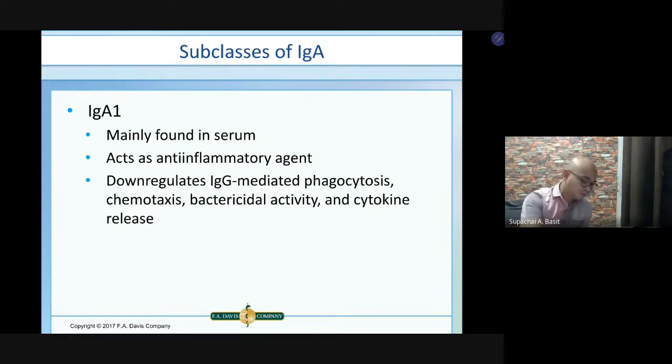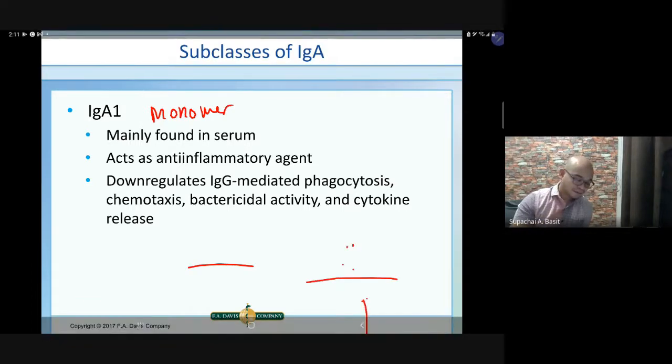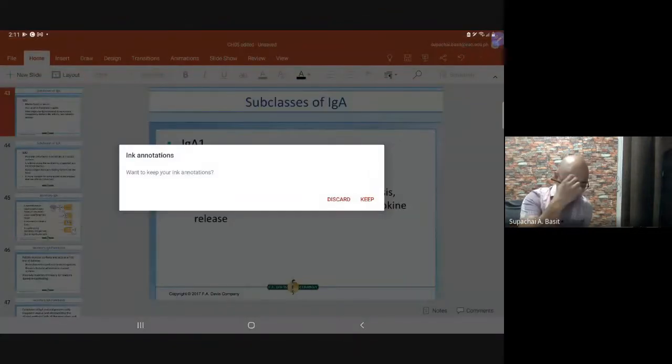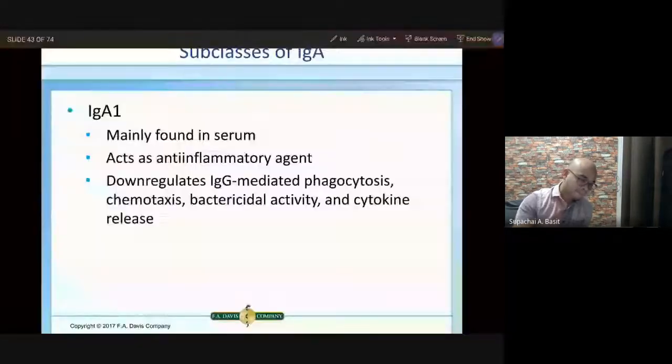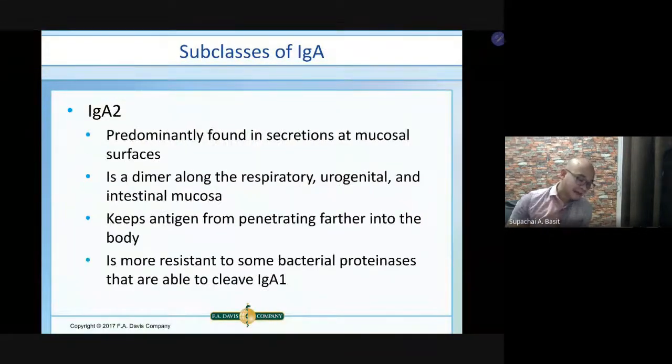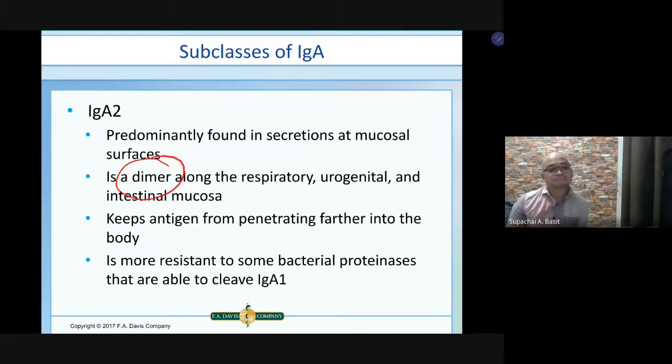IgA1 is a monomer. IgA2 is a dimer. So they are found in the respiratory, urogenital, and even in intestinal mucosa, mucus-associated lymphoid tissues or the Peyer's patches. And it keeps antigen from penetrating farther into the body.